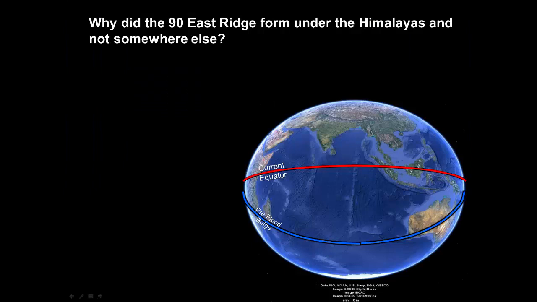It is for these reasons that the hydroplate theory expects this uniquely straight formation should be located, as it is, directly under the Himalayas.